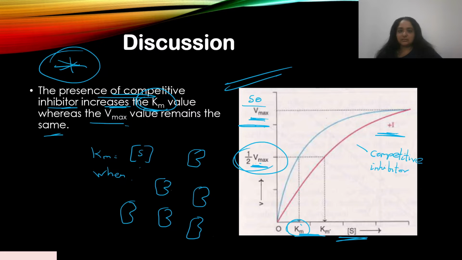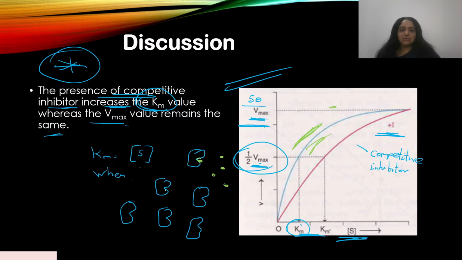You see this blue line here. We're talking about this graph. We're not talking about the red graph. We're not even talking about the inhibitors as yet. So let's say you have these enzymes present in a solution. You have your substrate molecules here.